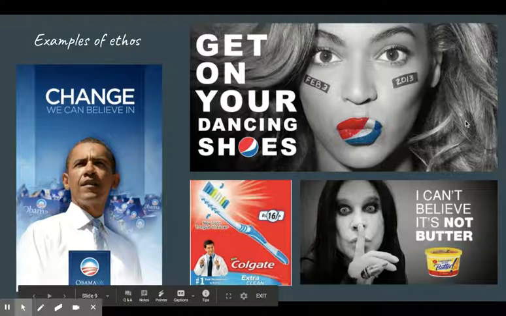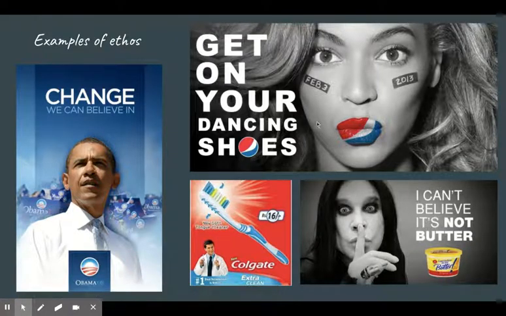This Pepsi ad here, get on your dancing shoes, and it's Beyonce, right? This is an ad for the Super Bowl. But important questions to ask ourselves: what about seeing Beyonce advertising for a Pepsi ad? What about that makes us as the consumer want to therefore drink Pepsi and choose Pepsi over Coca-Cola?